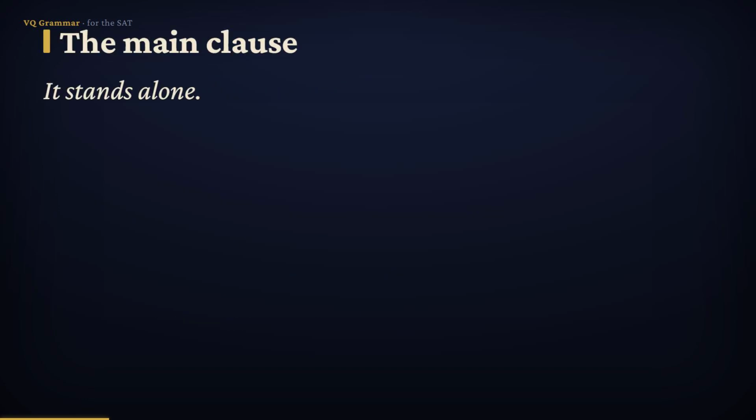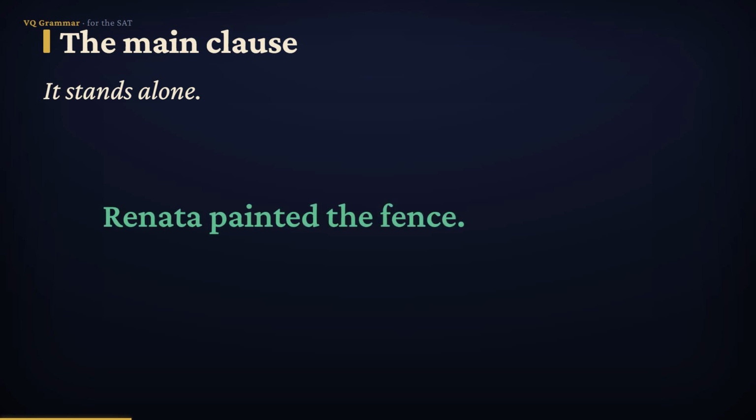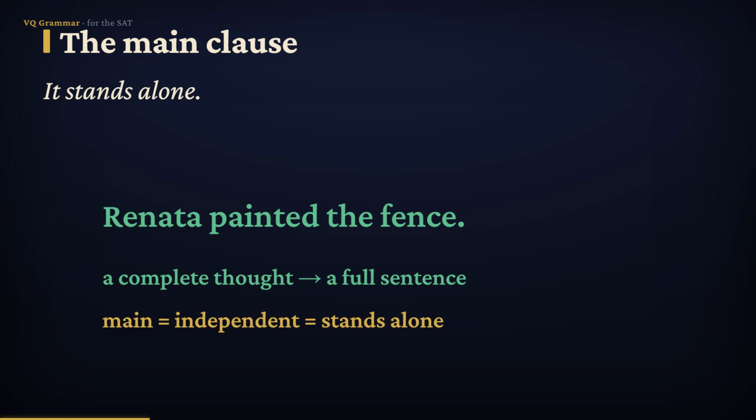Clauses come in two types, and the first is the main clause, also called the independent clause. A main clause can stand all by itself as a complete sentence. Renata painted the fence. That's a complete thought. It needs no help, and it stands on its own. So a main clause, an independent clause, is one that could be a full sentence all by itself.